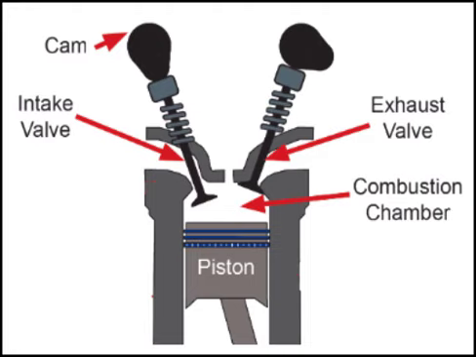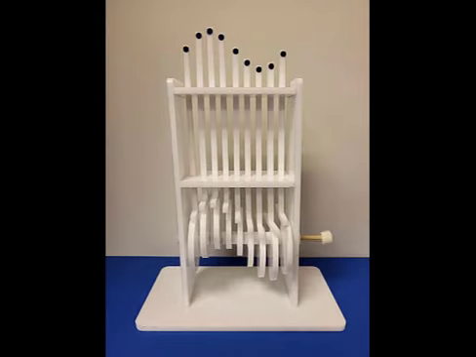Cams are found in many different kinds of machines. For example, cams lift the valves in a car engine to allow gas to enter the cylinder, and also lift another valve to allow the exhaust to escape the cylinder. This model illustrates how cams can also be used to create machines for science demonstrations.